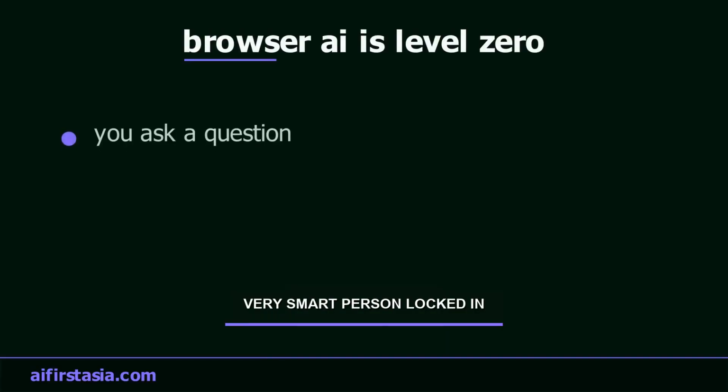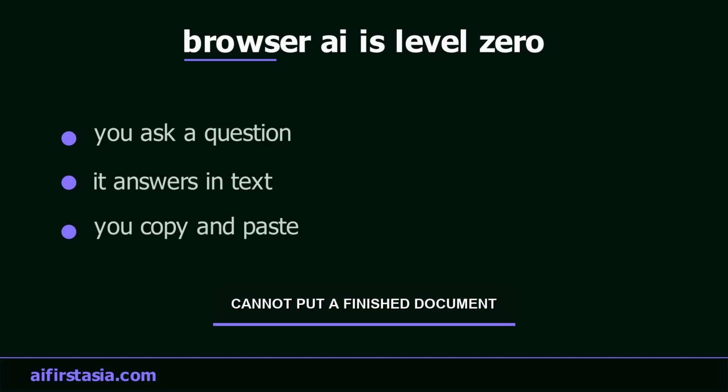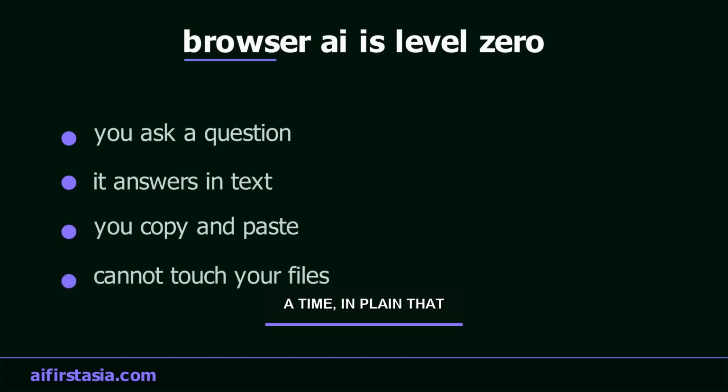Think of it as a very smart person locked in a room with one small window. You can slide questions in through the window, and they slide answers back out, but they cannot come out of the room, they cannot see your desk, they cannot open your filing cabinet, and they cannot put a finished document back on your table. Everything has to pass through that little slot, one message at a time, in plain text. That single limit shapes everything about how it feels to use, and we are going to walk through exactly what it costs you.